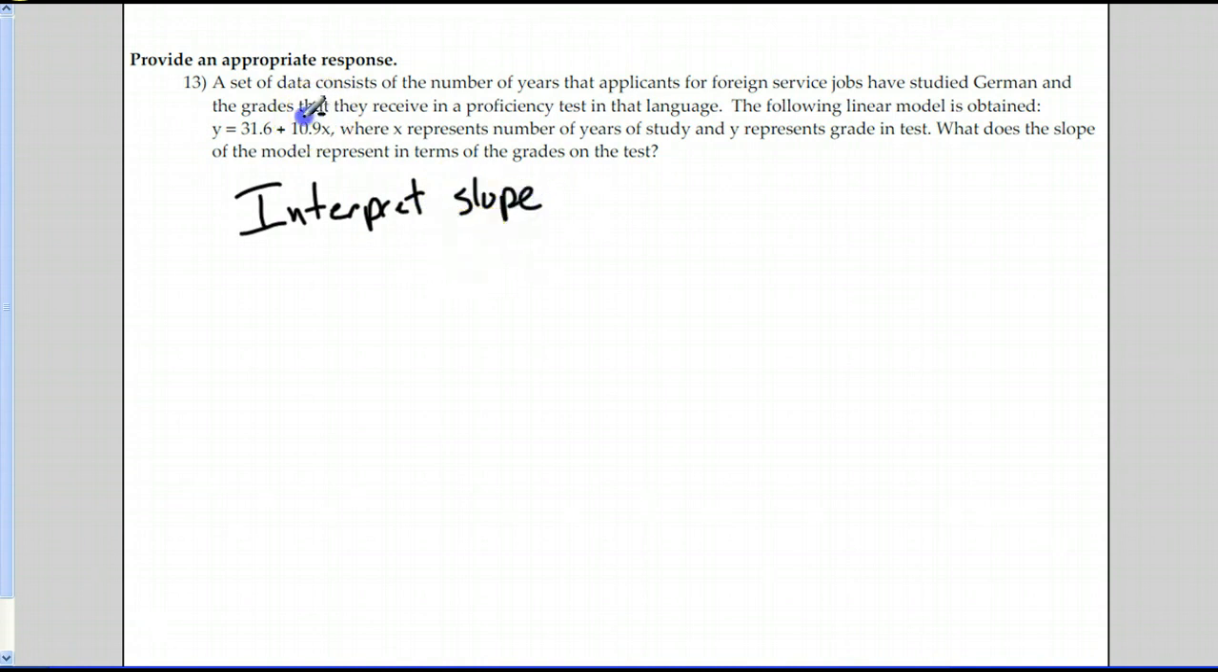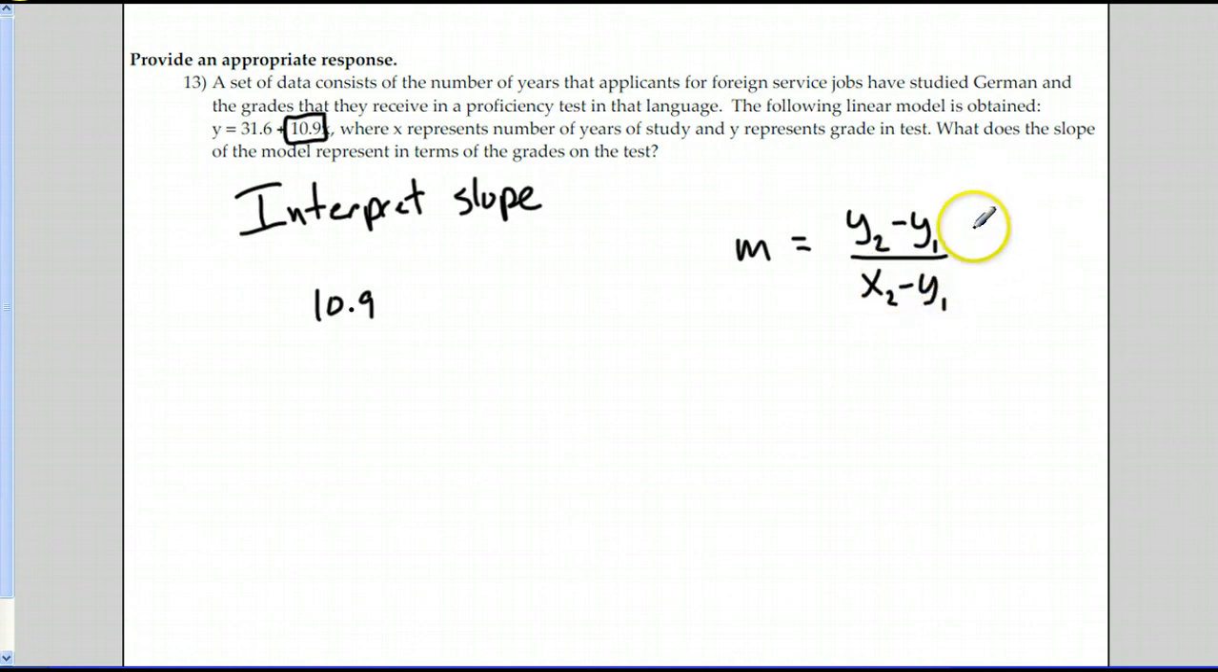Alright, so here's our slope. Slope is the number in front of the X variable. So 10.9. Now, what you remember, slope is the change in Y's over the change in X's. A lot of times when we deal with division with word problems, the division bar is read per. Like think of miles per hour, feet per second, dollars per hour, dollars per year. So per is a lot of times what we read a division bar as. So this is 10.9 Y units per X units.